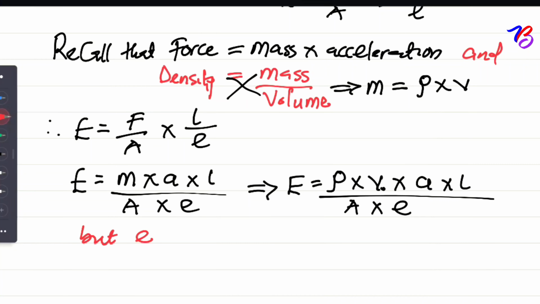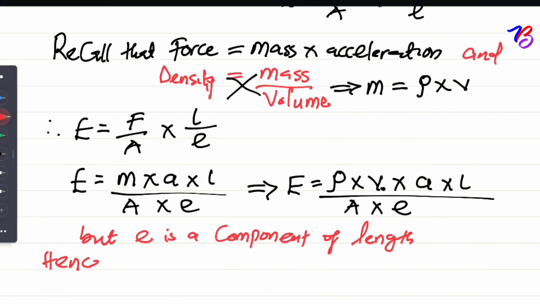Please, we're going to do that now so that you can see. But E is a component of length because it is measured in what? In meters. Hence, A, which is area, multiplied by extension, will equal volume, because this gives us 3 dimensions of length, which we call volume.